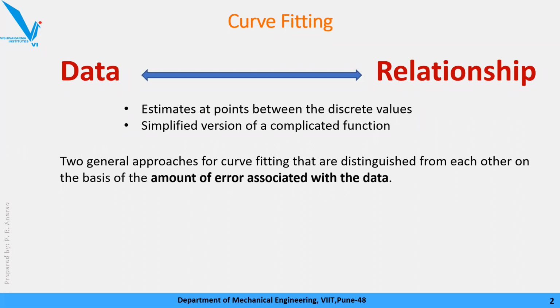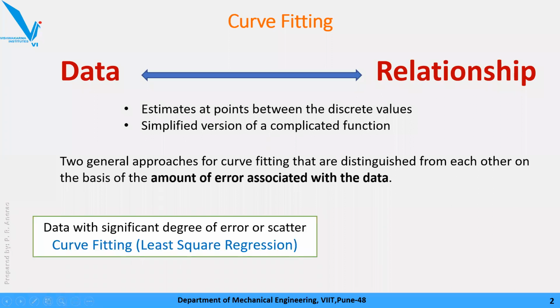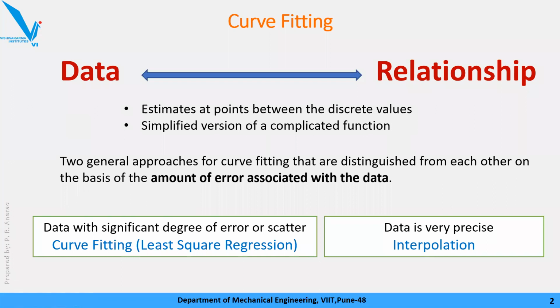Based on these two categories, the approaches change for fitting a curve or calculating some outcome. If we are dealing with data having some error, we generally go for curve fitting or least square regression. We will get to that part. What is meant by least square regression? If your data is too precise, at that time we go for interpolation. I'll explain both terms in a later section.